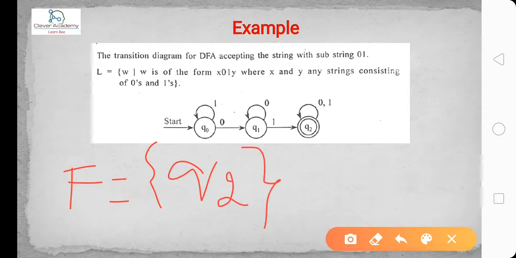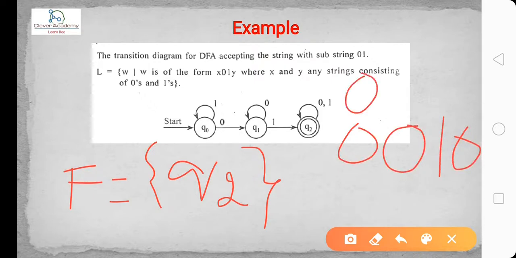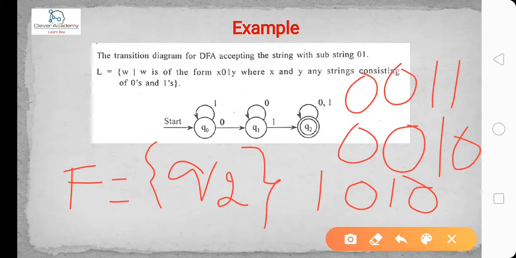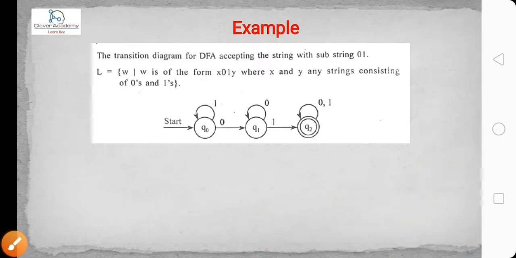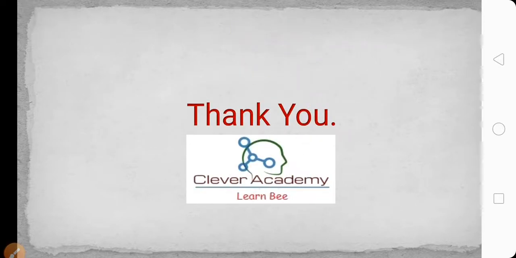Whenever you calculate the string 0 0 1 0, or 0 0 1 1, or 1 0 1 0, these are all combinations of the particular elements. It has to reach the destination, the particular state q2. That's how we decide whether the particular input string is accepted or not. If you have any doubts related to this, you can drop in your query.